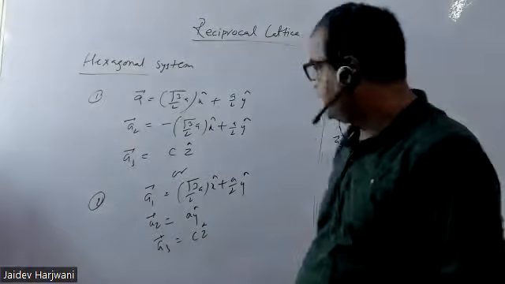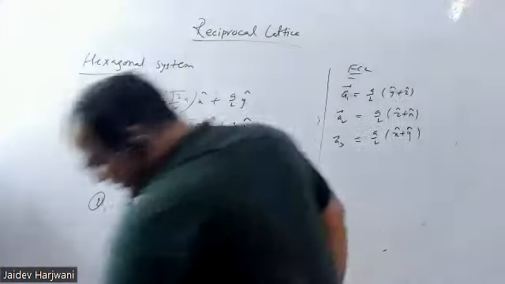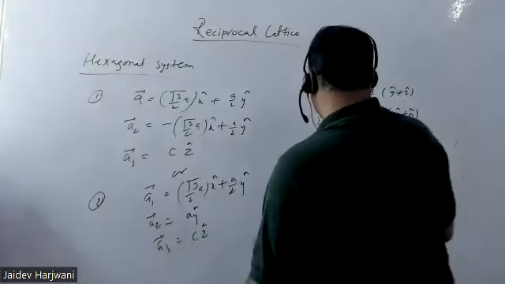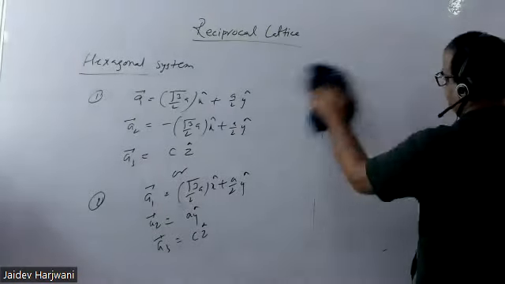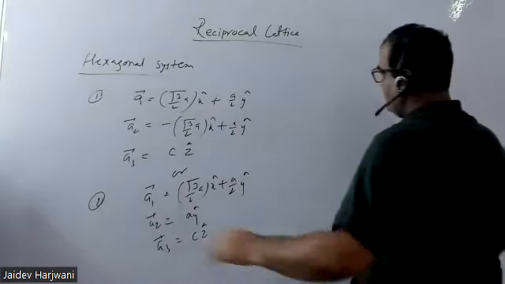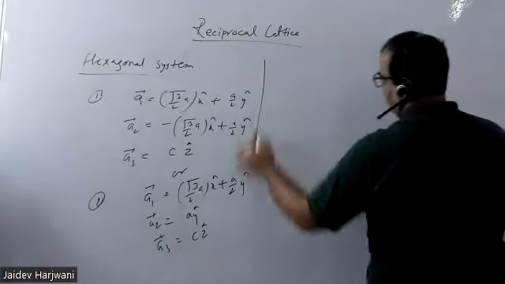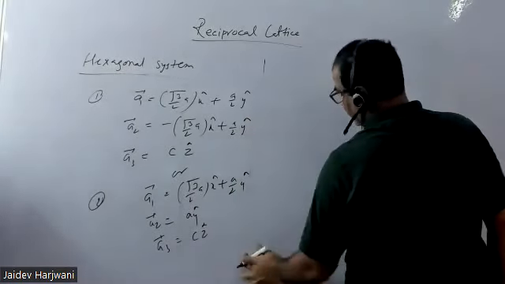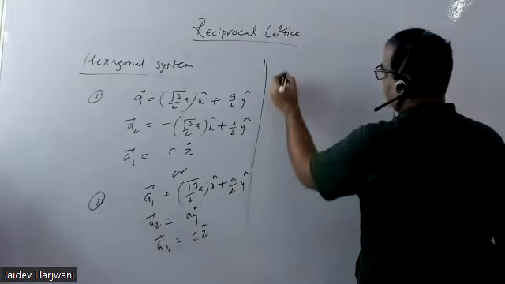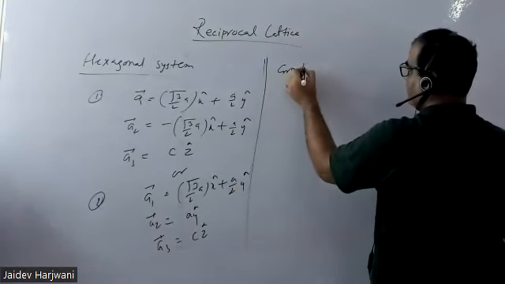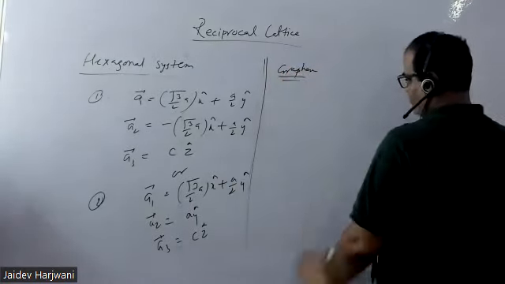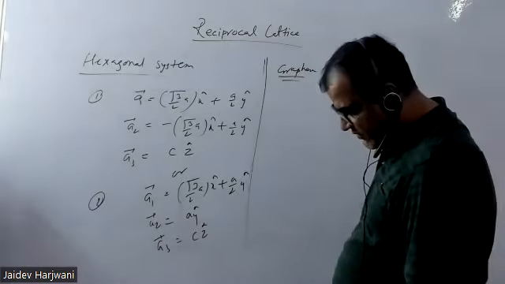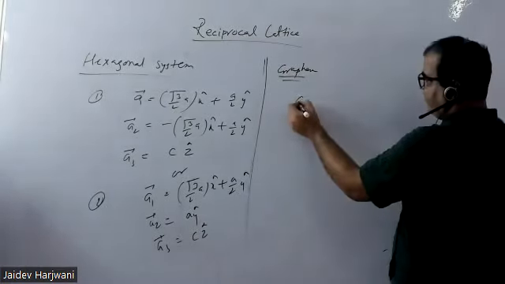Then you have also graphene. Now, next is graphene. So what is the formula for graphene? Can anyone tell? What is a1 for graphene?